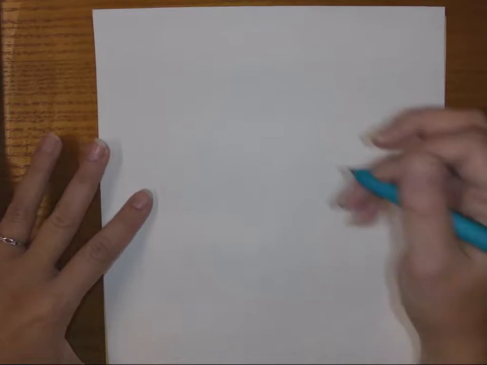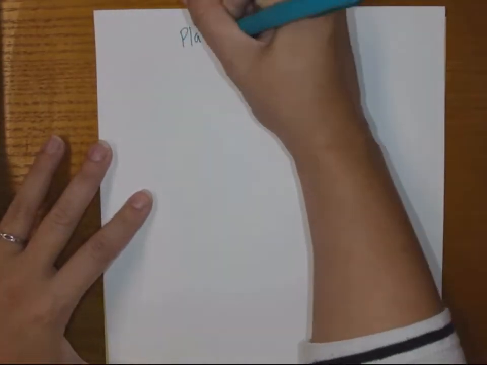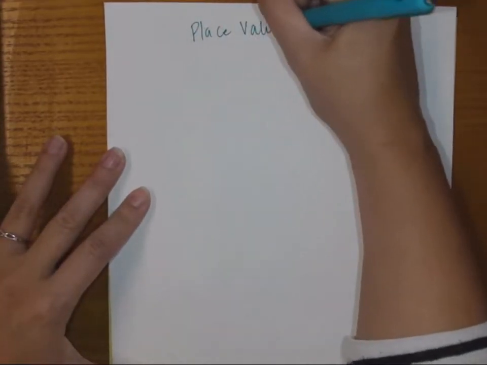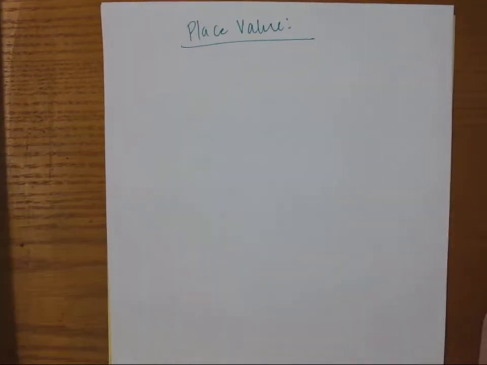Okay, in this video we're going to talk a little bit about place value and talk about some activities that you can do in your classroom just to help students with place value. So first of all, let's go over and review the names of each of the place value digits.